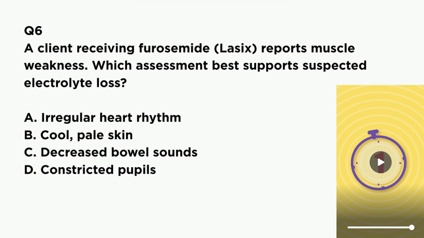Furosemide increases potassium loss. Loss of potassium can produce irregular rhythms. B is incorrect because cool skin does not really reflect potassium status. C is incorrect because bowel sounds may slow for many reasons and are not really specific for potassium loss. And D is incorrect because pupillary constriction does not really relate to electrolyte imbalance.